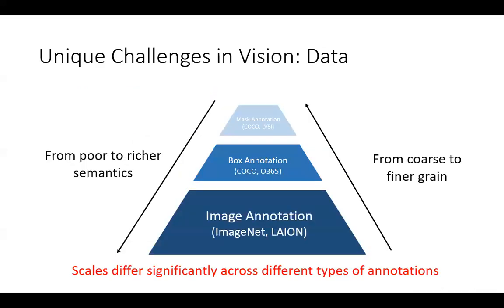In addition to the challenges on the modeling part, there are also challenges on data. First, due to the different costs of obtaining different types of data, naturally we see a pyramid of scale. From the bottom to top, there are image annotations, box annotations, and mask annotations. The semantics go from rich to poor, from bottom to top, while the granularity goes from coarse grain to fine grain. Second, it is much harder to collect image data compared with language data, so the scale of vision data is much smaller than language data. This is another challenge we are facing in computer vision in terms of data scale.